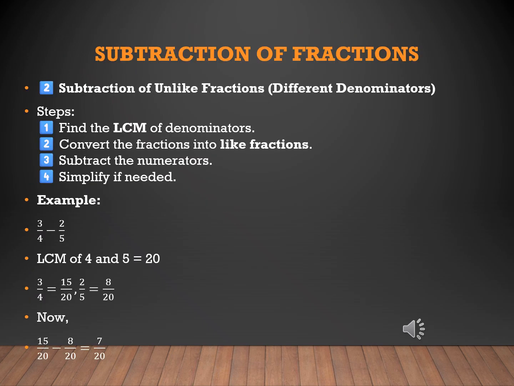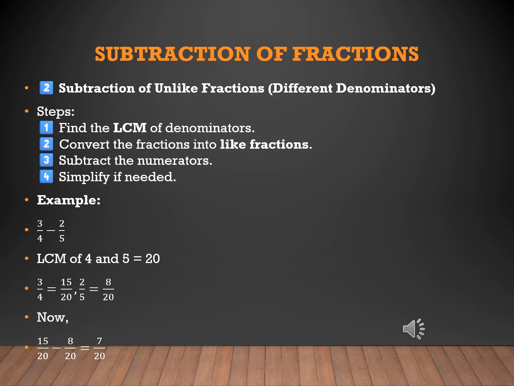Subtraction of fractions when the denominators are different. So the procedure is: first, find the LCM of denominators. Second, convert the fractions into like fractions. Third, subtract the numerators. Fourth, simplify if needed. For example, 3 by 4 minus 2 by 5.